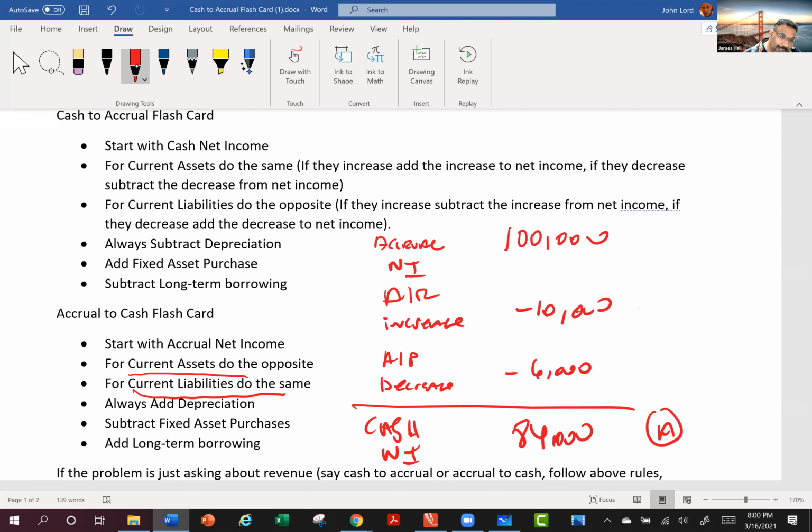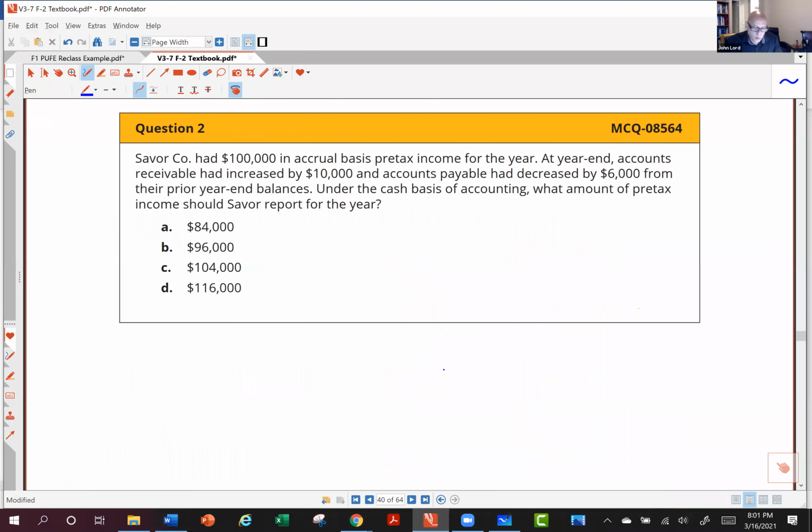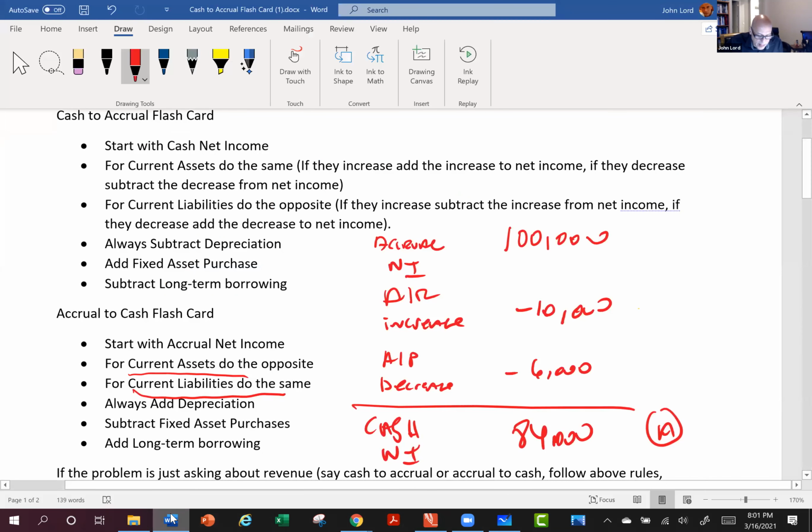We're converting accrual to cash, right? We are converting accrual to cash in this question. Okay, so let me go ahead, and maybe I should have written the answer on the question itself. So the rule says, the flashcard says what? If we're going from accrual to cash, you start with the accrual net income, which was what? Okay, 100,000.